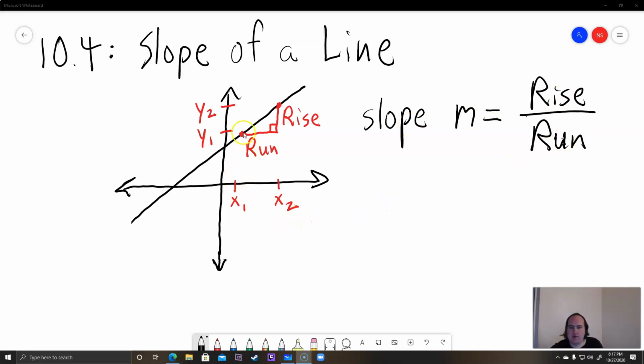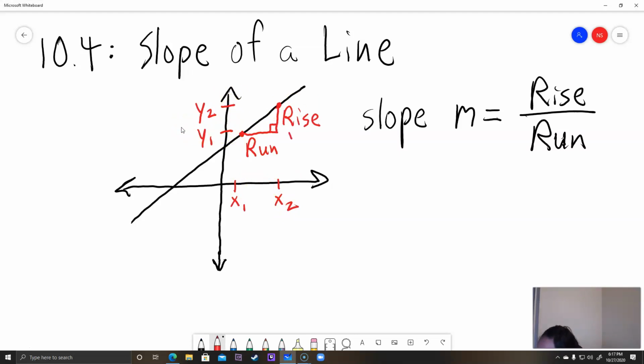If you label these points x1, y1, and x2, y2, the rise is going to be y2 minus y1, and the run is going to be x2 minus x1. Because if you subtract y2 minus y1, that gives you this distance here. And if you subtract x2 minus x1, that gives you the run. Because it works that way, that gives us what's called the slope formula.